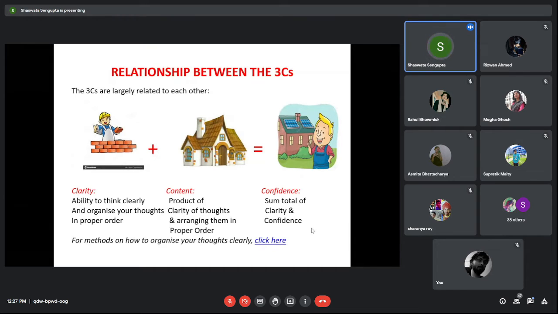If you can think clearly, if you have knowledge about a particular issue, if you can gain knowledge about a particular thing, then only can you feel confident. Then only can you be ready to take on everyone. So as I said, confidence is a sum total of clarity and content. Clarity plus content is equal to confidence. So you only are going to be confident when you have proper content or knowledge about a particular topic, by arranging ideas in a proper order.